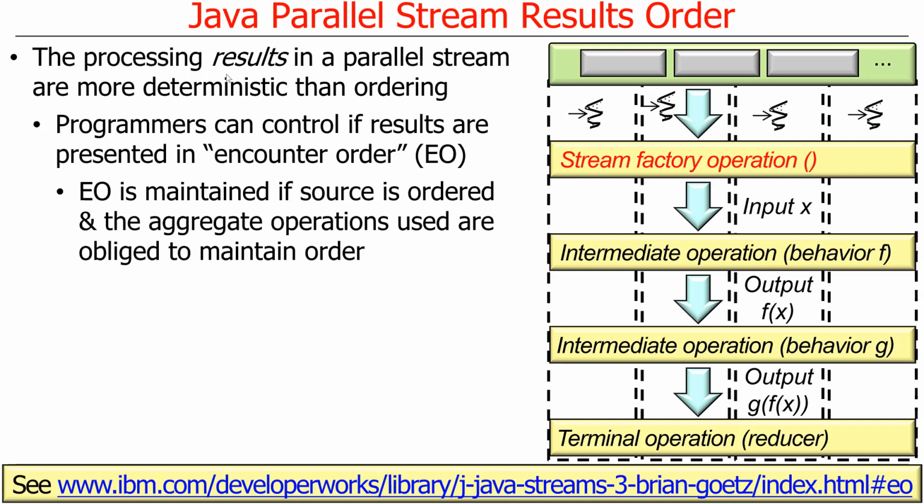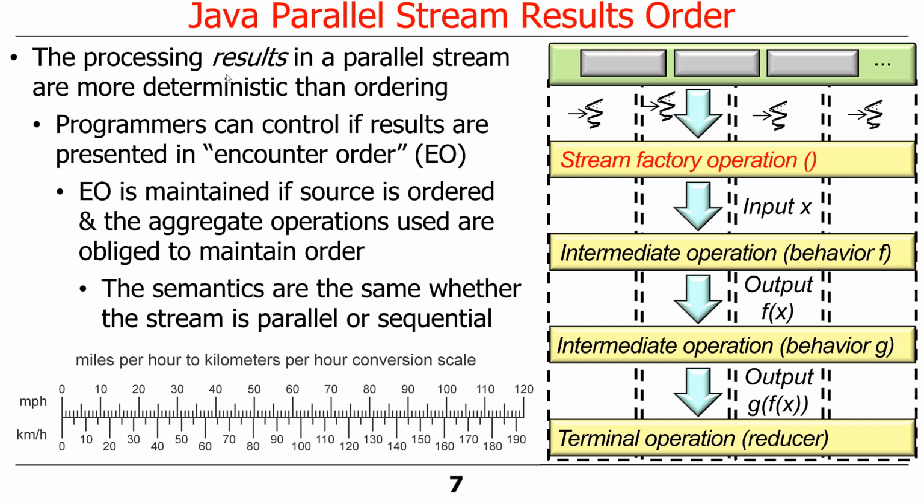Now, encounter order will be maintained under certain circumstances. In particular, if the source has the so-called ordered bit or ordered flag set. We'll talk more about what it means to have the ordered flag set in a second. And if the operations that are used to transform the stream and to reduce the stream are also obliged to maintain that order. Now, at first glance, this seems very mysterious and weird, but when you break it down, it's actually not that complicated.